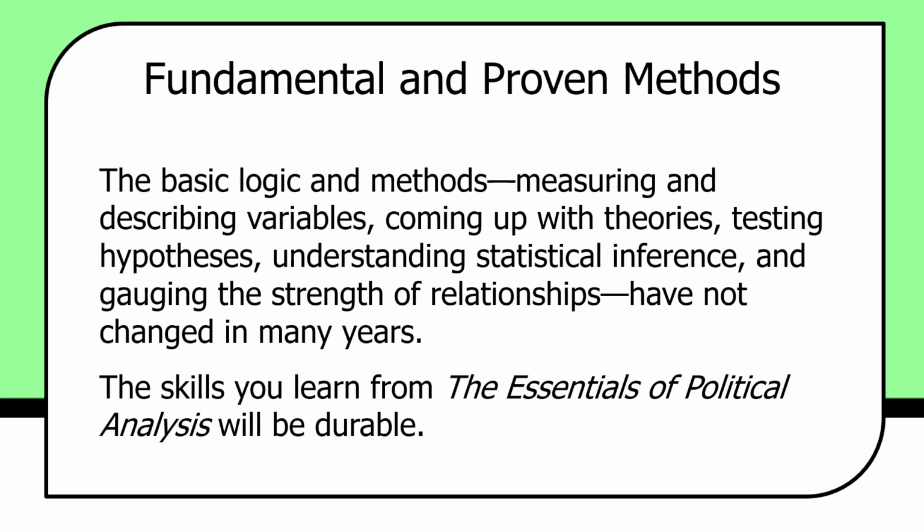The basic logic and methods, measuring and describing variables, coming up with theories, testing hypotheses, understanding statistical inference, gauging the strength of relationships, these things have really not changed in many, many years. One of the methods that you will learn in the book, the chi-square test of significance, was invented, I believe, in the 1890s. I think Karl Pearson developed the chi-square test. We use it because it works. And so this isn't a field that you'll have to keep relearning. All these skills are very durable. The skills that you learn in this book are durable.